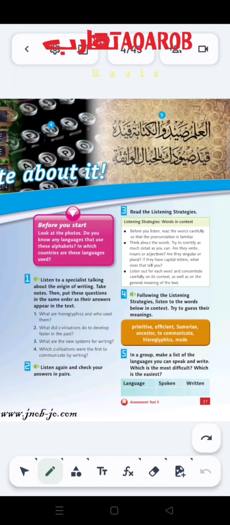Now, mode. What's the meaning of mode? Mode is a manner of doing something. For example, I love traveling by train. It's my favorite mode of transport. This is the end of the lesson.